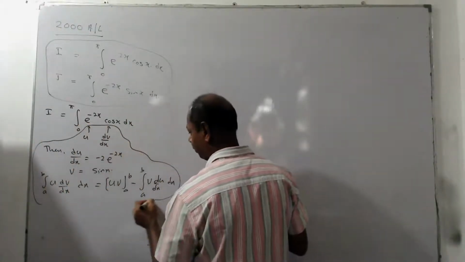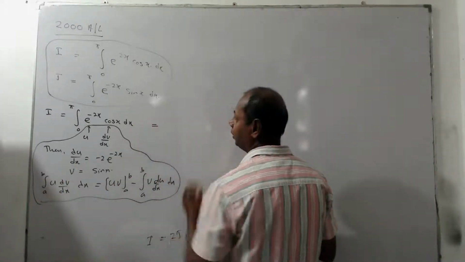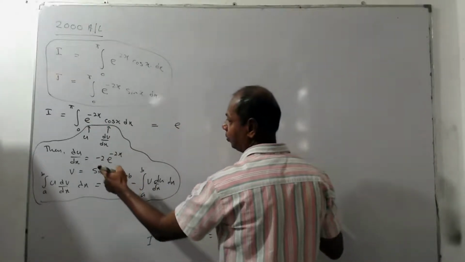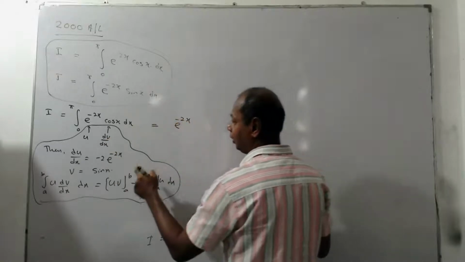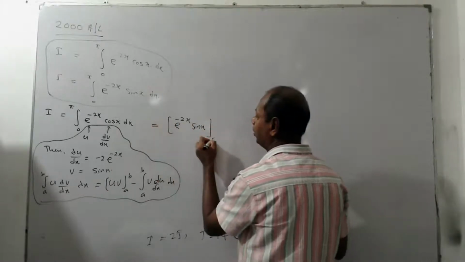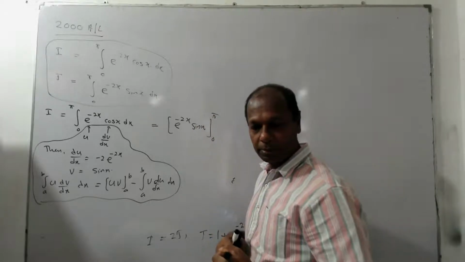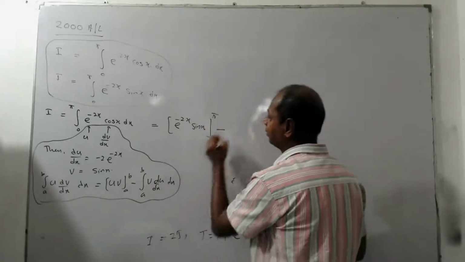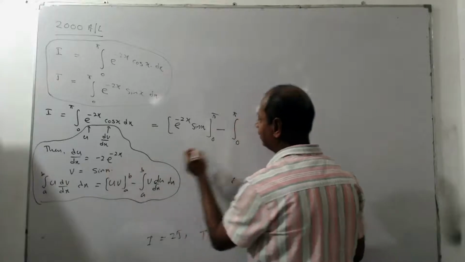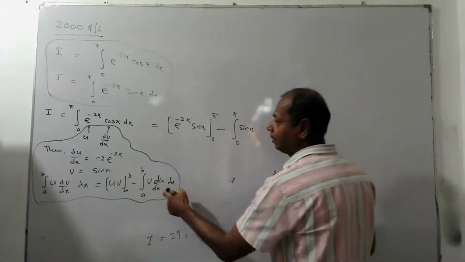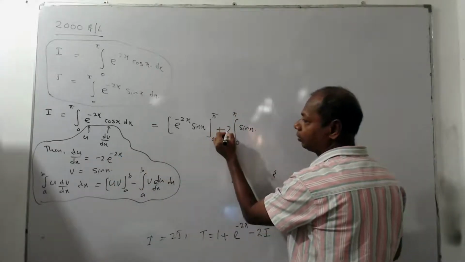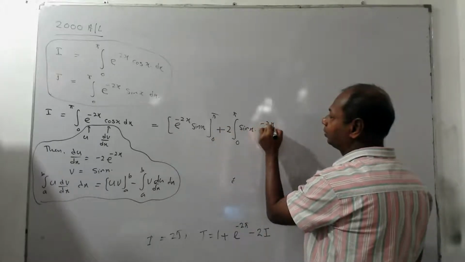So applying the formula, you get uv. U is e to the power minus 2x, and v is sin x as x goes from 0 to pi, minus the integral of v du by dx, limits 0 to pi. V is sin x again, and du by dx is minus 2 e to the power minus 2x. That will make it plus here, you can take 2 out. e to the power minus 2x dx.